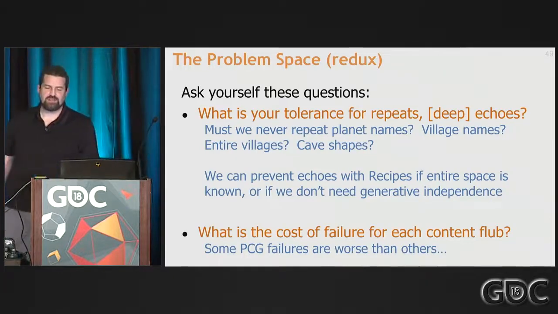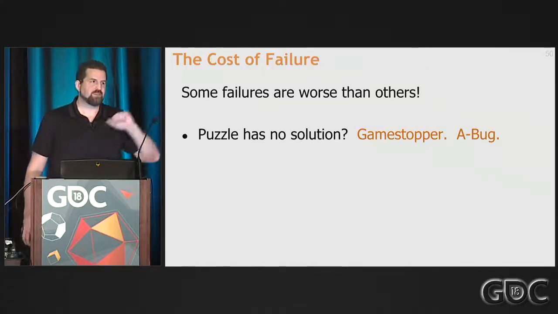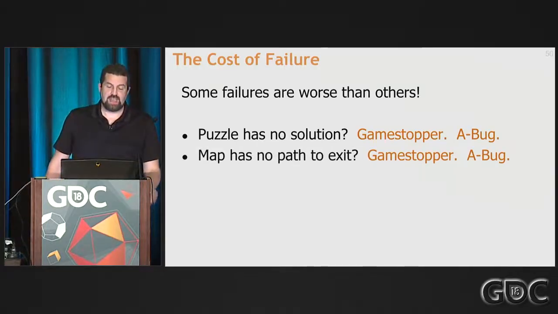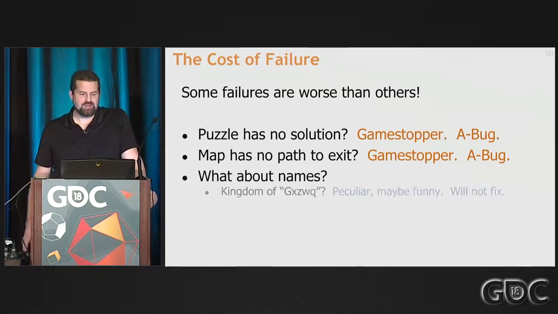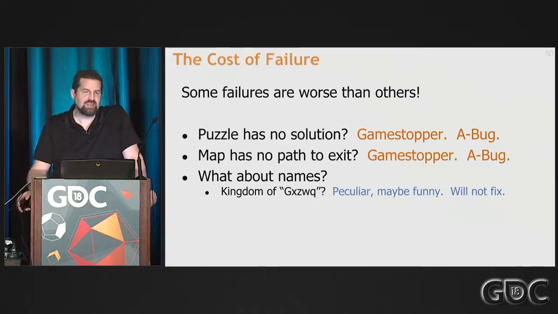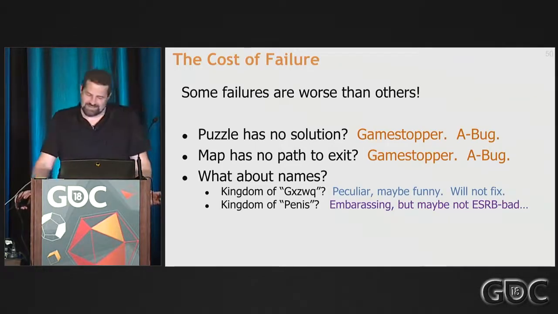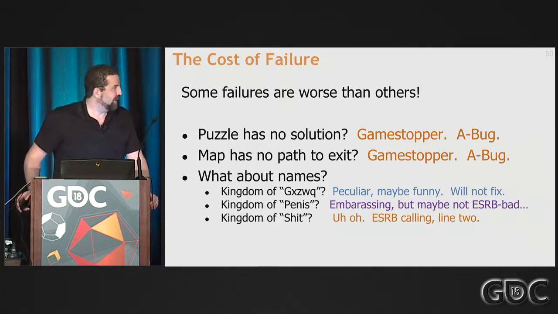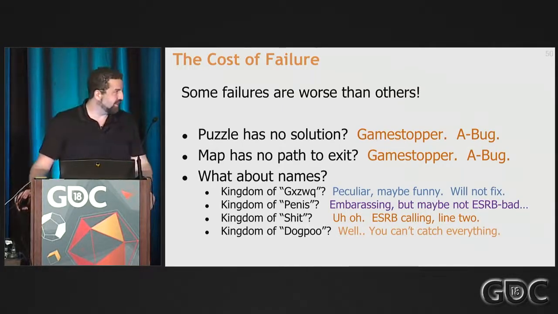Lastly, what's the cost of failure for each content flub, right? If your puzzles have no solution, game over. Game stopper, a bug. The person quits the game forever. Must fix. The map has no path to the exit, showstopper. What about names? The Kingdom of Gizwas. I mean, it's a B, C bug, right? I might fix it. It's kind of peculiar, funny. Kingdom of Penis. It's embarrassing. I probably won't go to jail for it. Kingdom of Shit. I probably don't want to have that in my E for Everyone game. King of dog poo, you can't really catch everything.